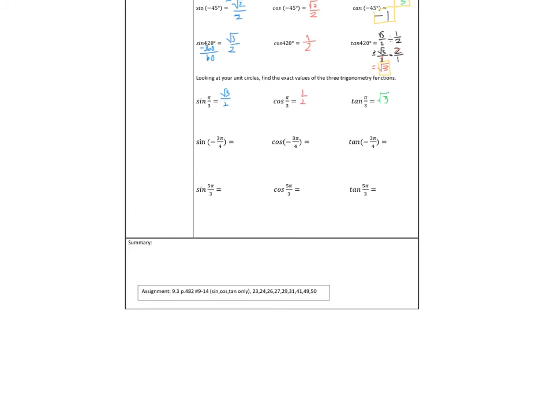Sine of negative 3 pi over 4. Remember, that's going clockwise. And the pi over 4 is like the 45 degrees. So count 3 around in the clockwise position. The sine is going to be your y-coordinate, which is positive root 2 over 2. The cosine is your x-coordinate, which is negative root 2 over 2. The tangent is dividing those, sine divided by cosine. Same number, but one's negative, so you get a negative 1.